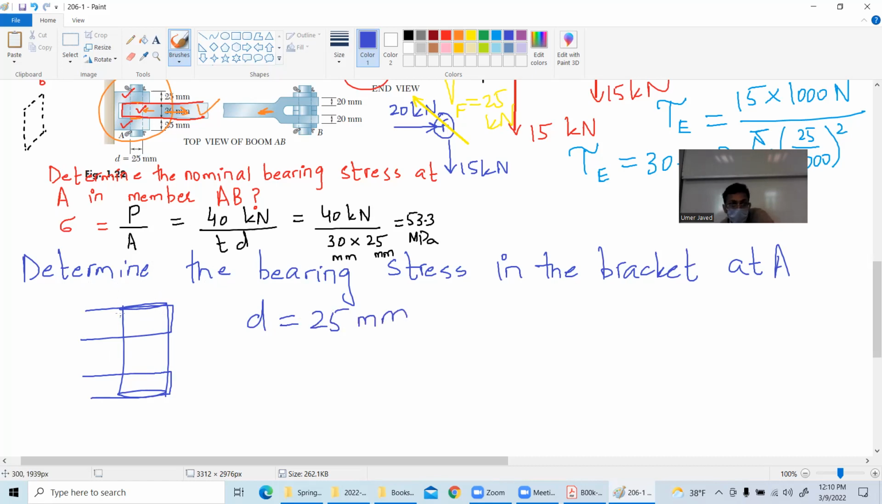Just imagine it. This is the depth, and then I have to see this dimension, which is again 25, right? So it will be this 25 multiplied by this 25. Then I have this one as well, right? Because the pin is in contact with the bracket here as well. So it will be 2 multiplied by 25 multiplied by 25. That's the area. I'm not even sure whether it was clear.